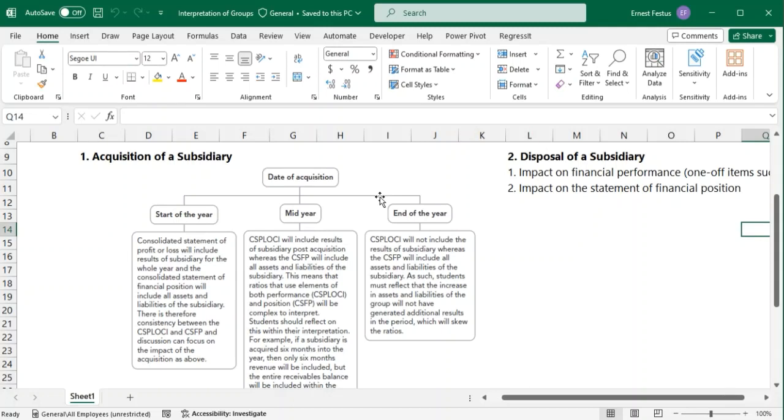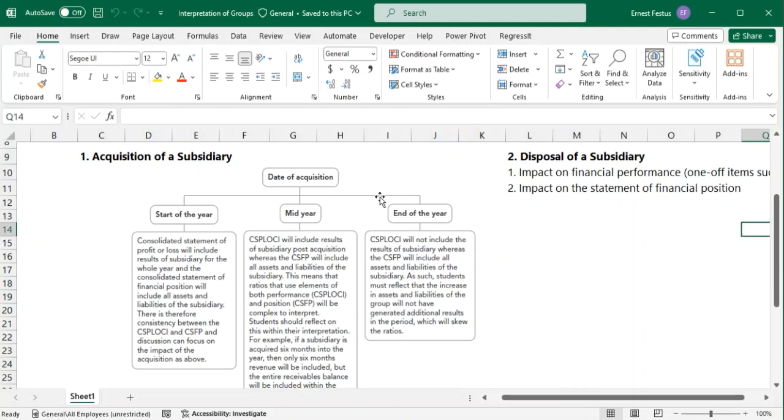So you must know that when a parent acquires a subsidiary, its expenses are going to be increased. The income or revenue will increase. The assets and liabilities are going to increase, and so you analyze the results as such. Okay, so you only analyze the impact of the acquisition on the group as a whole. So that is what you do when the acquisition begins at the start of the year.